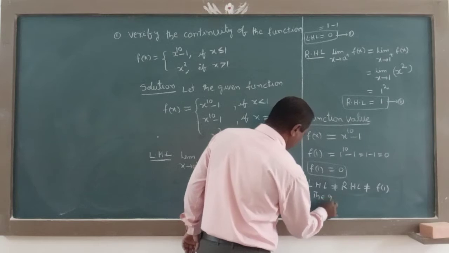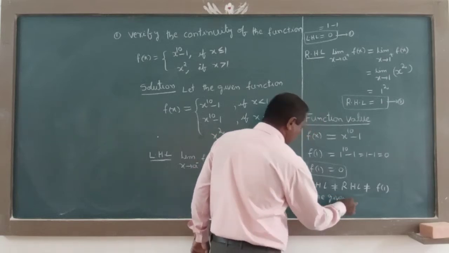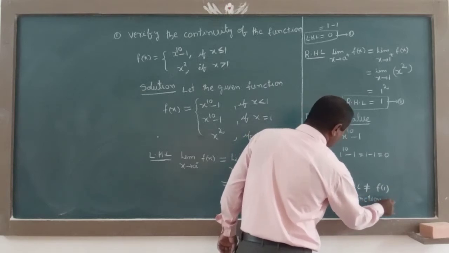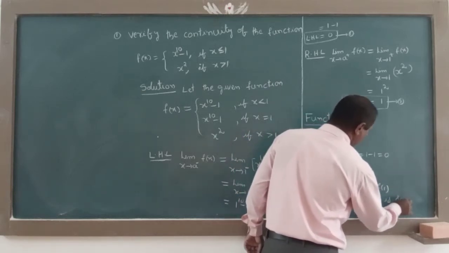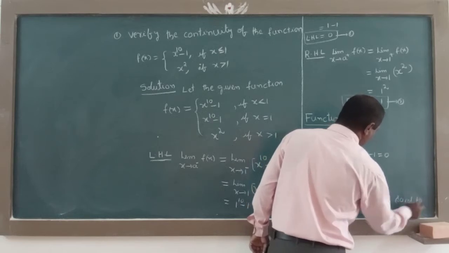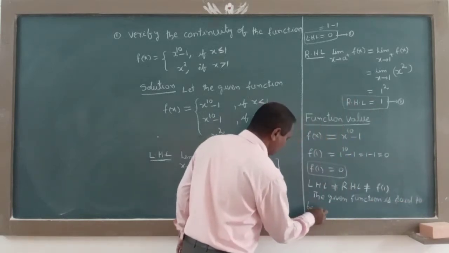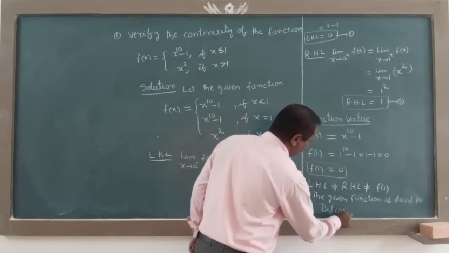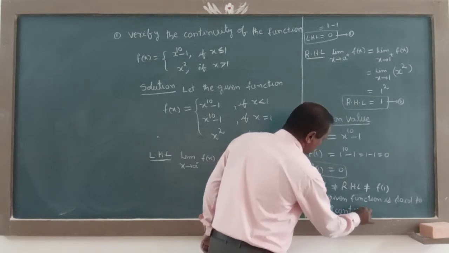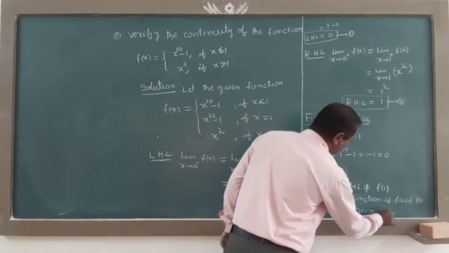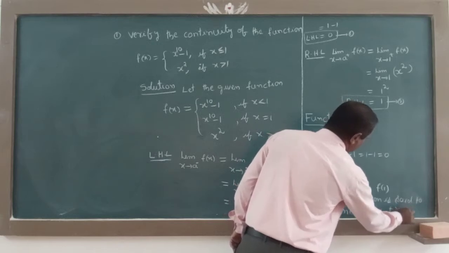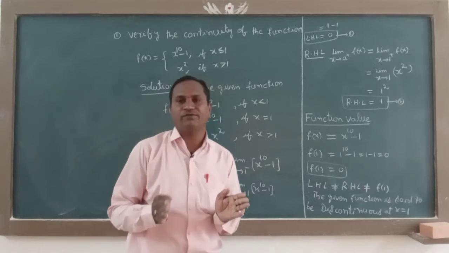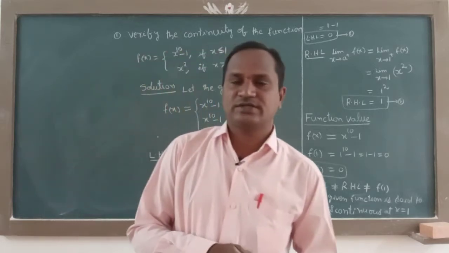Therefore, the given function is said to be discontinuous or not continuous. Both are giving the same meaning here. Discontinuous at x equal to 1. Like that we are checking here. Checking or verification of continuity of functions.